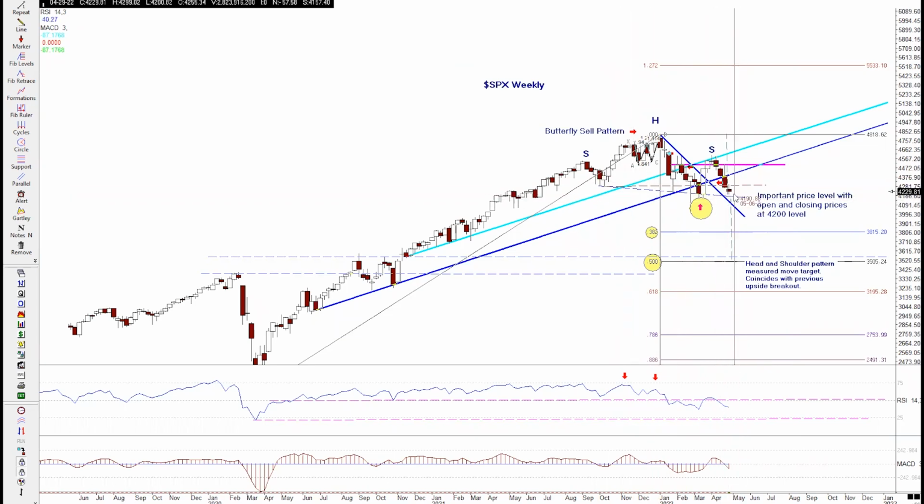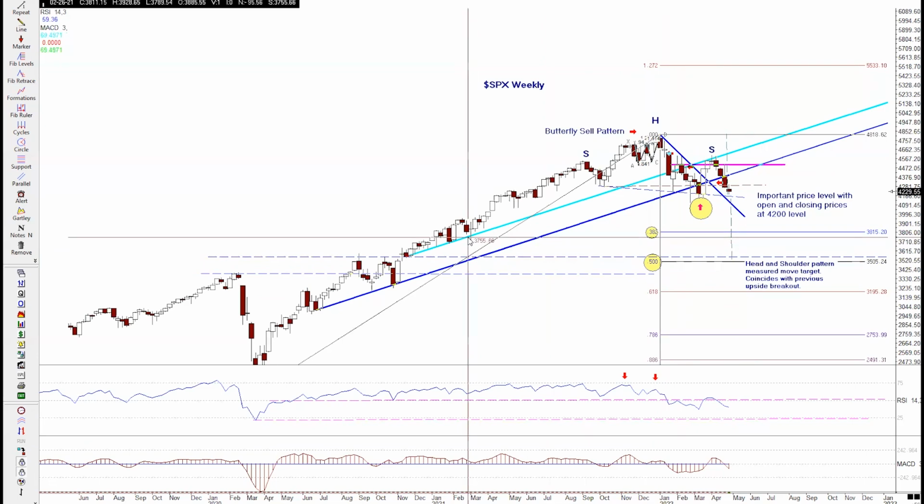I think a break of this level here, and that's on a closing basis, then we can start to look at a measured move, taking the height of this pattern and projecting it down. Now here's the 382 level that I mentioned the Nasdaq had retraced to. So this is an area that the market may find some support at with a break in continuation to the downside. The measured move target would bring it down close to this 0.50 here.